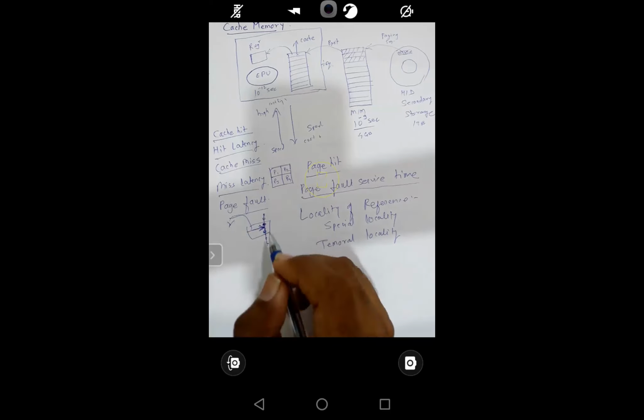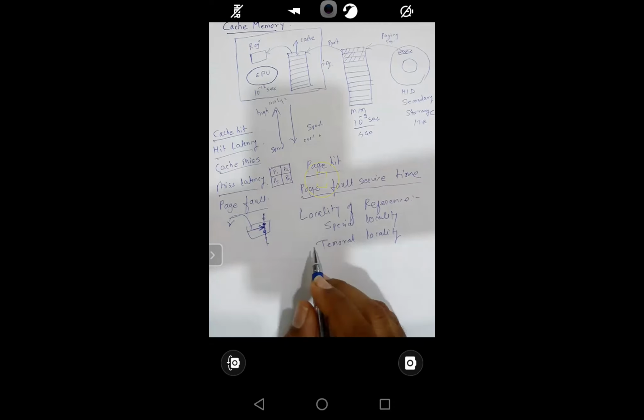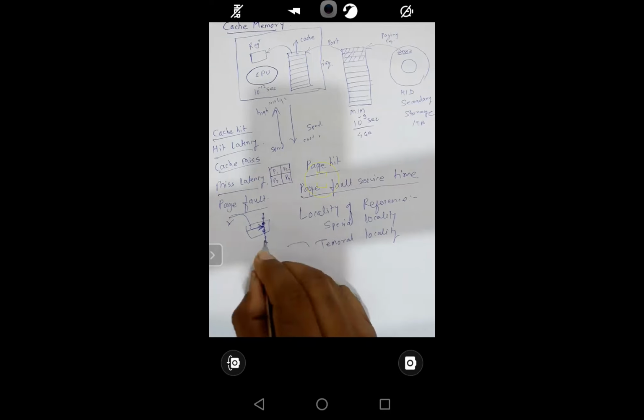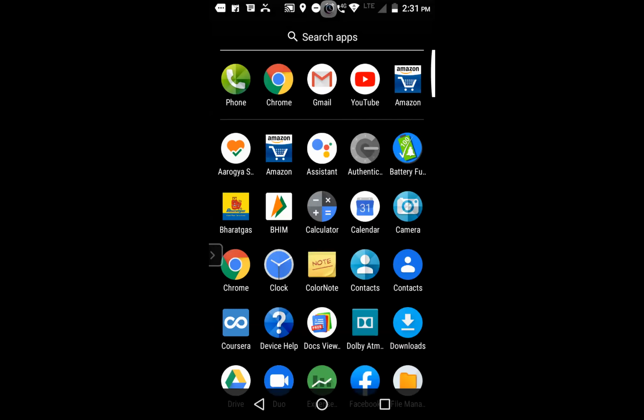And temporal locality means the latest referred element may be used again. For example, this is the element that was most recently referred to. So we will keep it in the main memory, because after a period of time the processor may use this element again. That is the second type of locality of reference, the temporal locality.